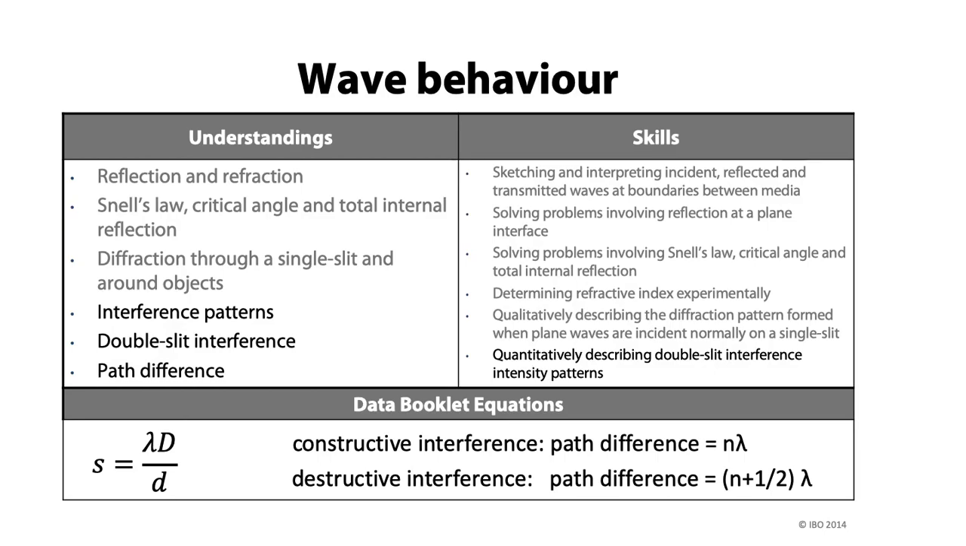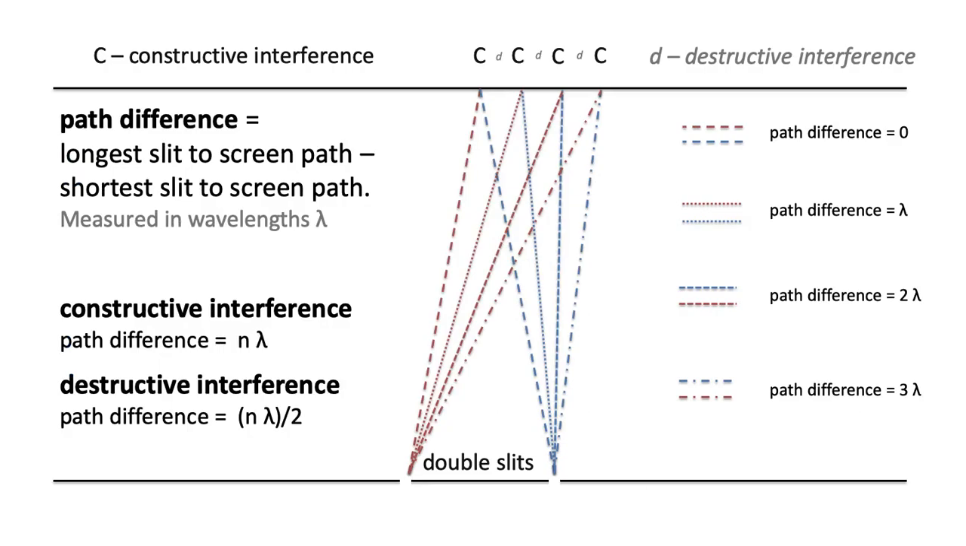Indeed, to review, let's just remind ourselves, if we have double slits, it will produce a characteristic interference pattern consisting of alternating bright maxima and dark or zero amplitude minima. The bright maxima are constructive interference. The dark minima are destructive interference.